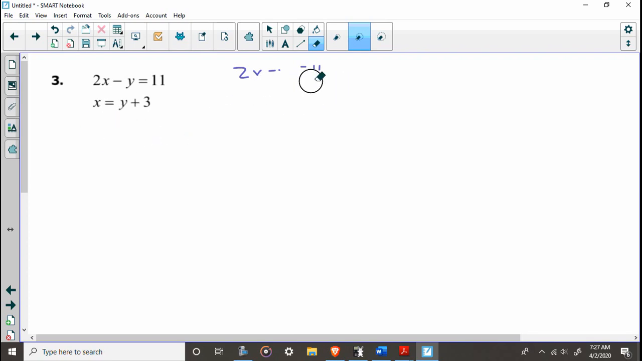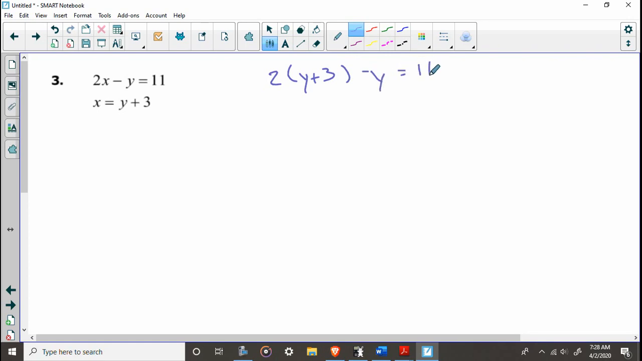You have an isolated variable, x. Plug this in everywhere you see an x. Okay, so what are we going to say? 2 times y plus 3. Again, everywhere I saw an x, I replace it with y plus 3. Minus y is equal to 11. So let's distribute. Okay, again, take a look. Only thing I can do is distribute. 2y plus 6 minus y is equal to 11.